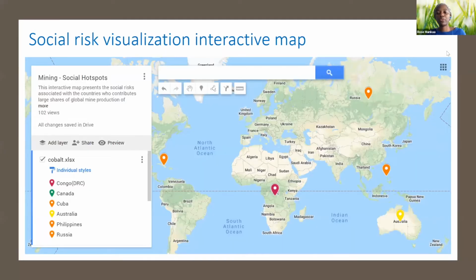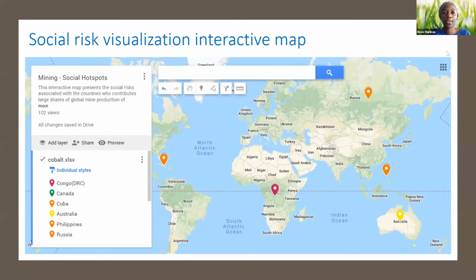What was the output of this? We came up with this interactive map, which evaluated the risk social hotspot at country level for each of the minerals. For example, here you can see for cobalt, considering these countries that are the largest producers of cobalt, we calculated the hotspots, and you can see from the color, high risk, low risk, and medium risk for these countries.